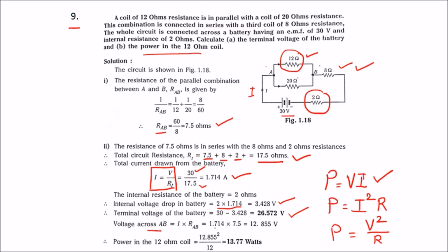That will be I into RAB, that is nothing but 12.855 volts. Using this and the formula P is equal to V square by R, we can find the power across the 12 ohm resistance, that is 12.855 square divided by 12, for the 12 ohm coil. Therefore, the power will be 13.77 watts.